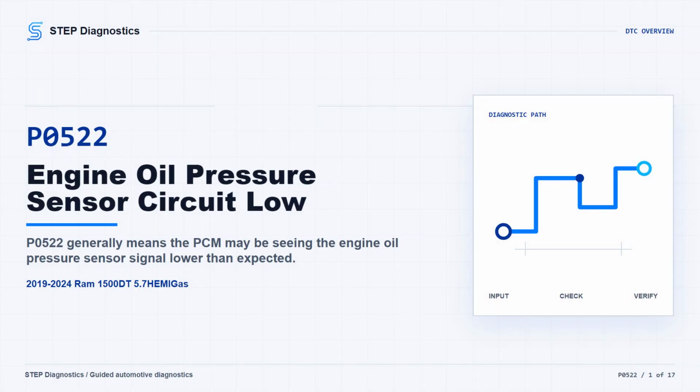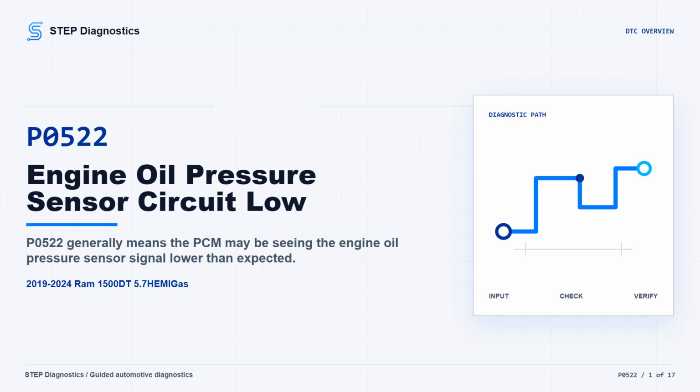On this Ram 1500 with the 5.7 gas engine, P0522 means the PCM is seeing the engine oil pressure sensor signal lower than expected. The driver may see the MIL on, and depending on what the PCM is seeing, the concern can point toward the oil pressure sensor circuit, the sensor connection, the 5-volt supply, the signal wire, the sensor ground side, the sensor itself, or in the end, the PCM.